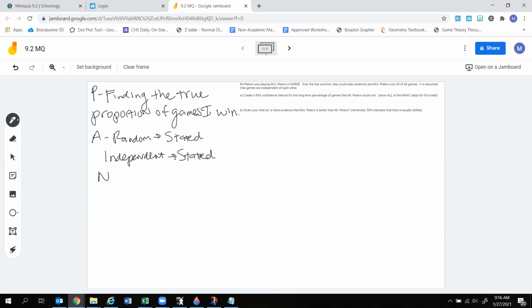And then finally, for normality, we need to check that np and nq are both greater than 10. All right, so np: we had 60 games, Mr. Peters won 25 out of 60 of them, so that equals 25. And then nq, where q is just 1 minus p, is 35 out of 60, and that's going to be 35 as well. So check: the distribution is approximately normal.